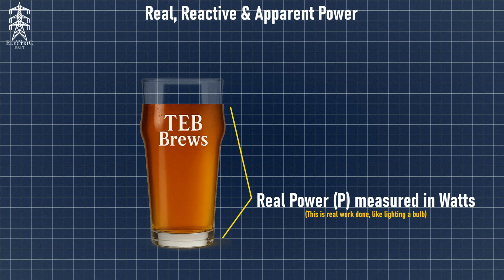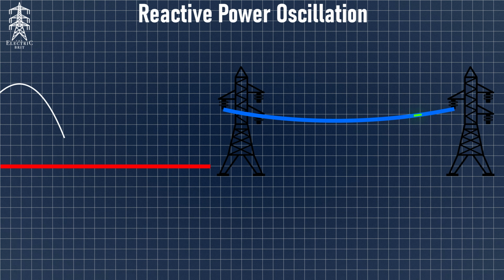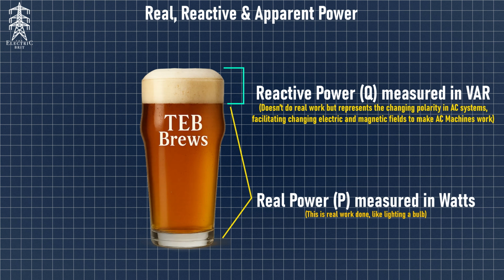Reactive power, Q, which is measured in volt amperes reactive, or VAR, doesn't perform any real work but is necessary for making inductive loads associated with magnetic and electric fields, like motors, work, as well as capacitive loads. This reactive power oscillates back and forth between the source and the load. This is the foam on top of a beer, a necessary part of the process but not as useful as beer.